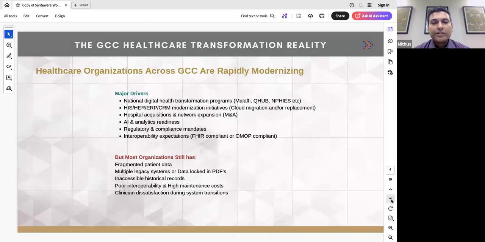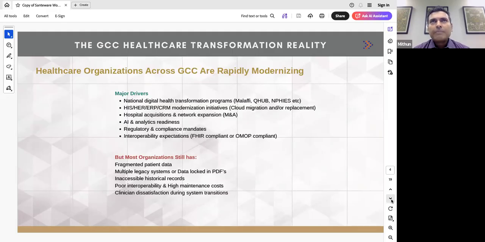So the major drivers, according to us, are the following: national digital health transformation programs. As you are aware, most of the GCC countries have made it mandatory for most of the healthcare organizations to share the data. So in Abu Dhabi, we have Malaffi. In Qatar, we have QHub. In Saudi Arabia, we have NAFIS. And all these mandate sharing of information with the health information exchange.